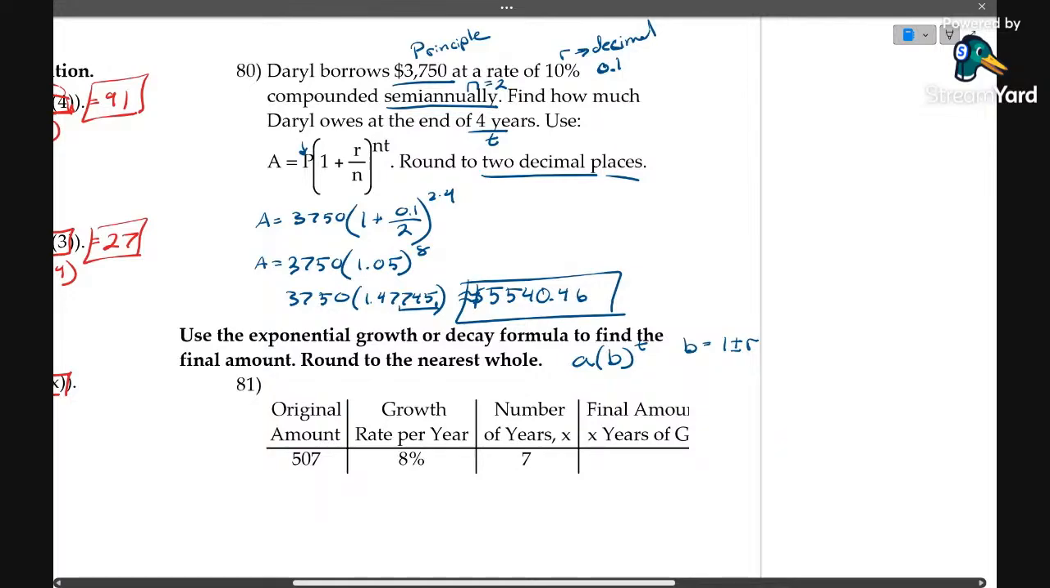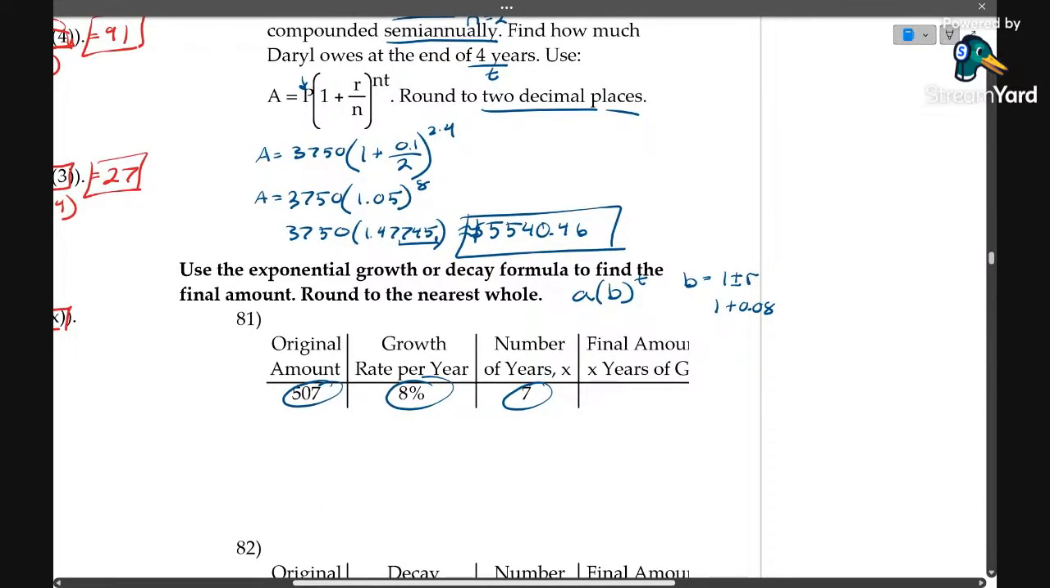So here we're looking at a growth of 8%. So our base will be 1 plus 0.08. A is our initial amount, and we're given the time in years. So we can use our equation of 507 times 1.08, again that's 1 plus 0.08, raised to the power of 7 to calculate the final amount X years after the growth started.